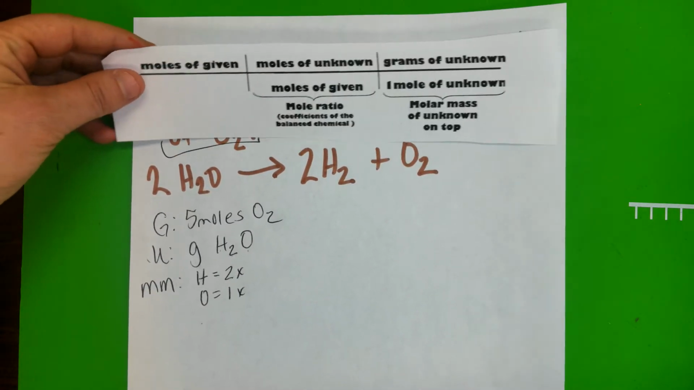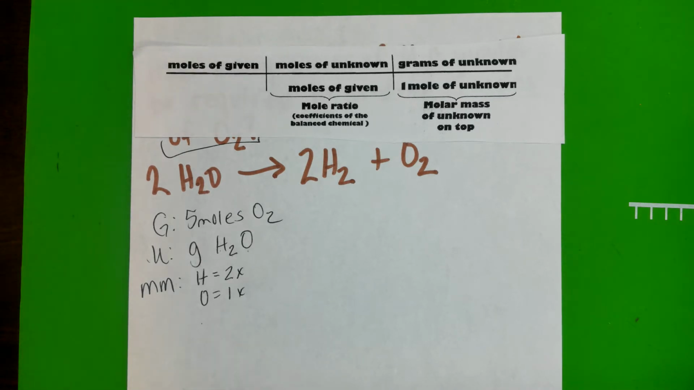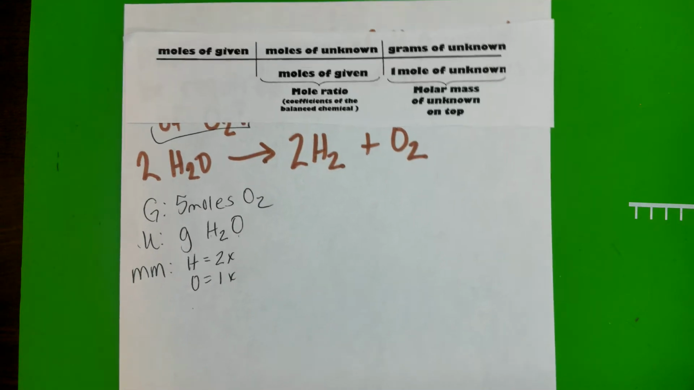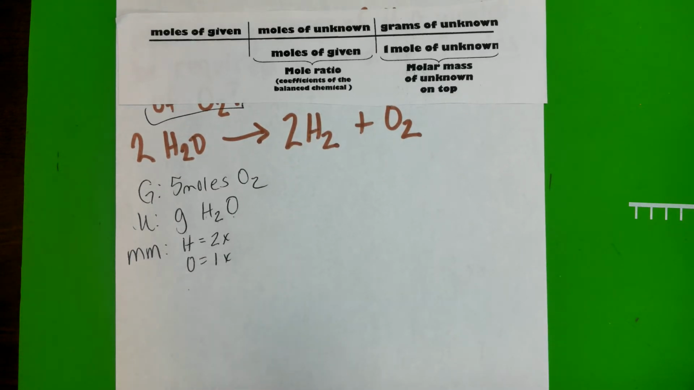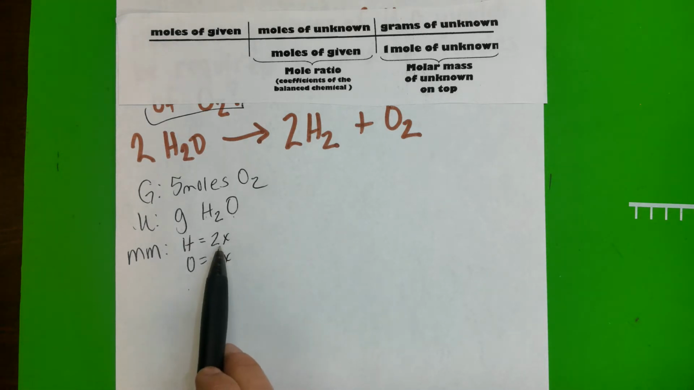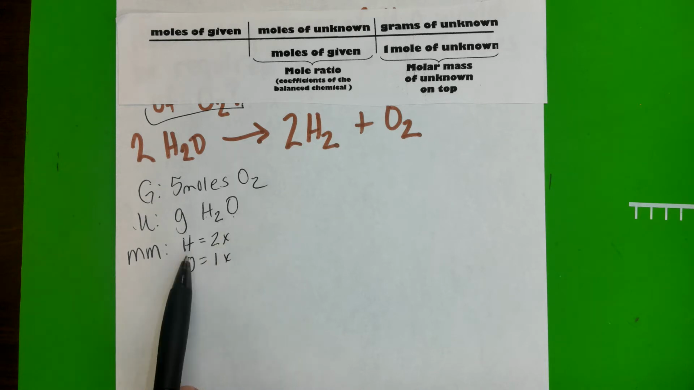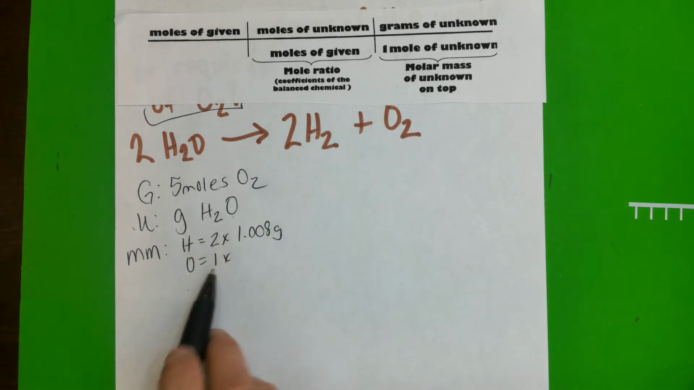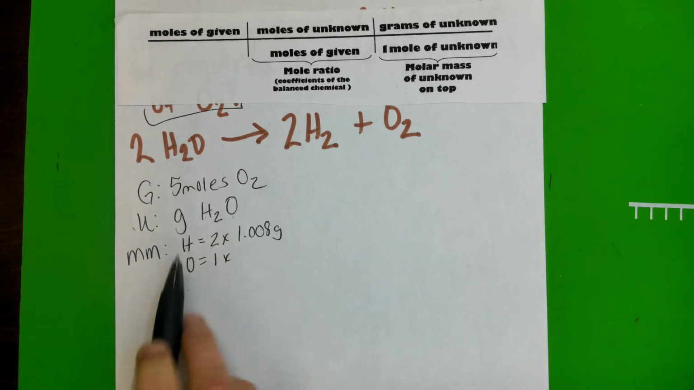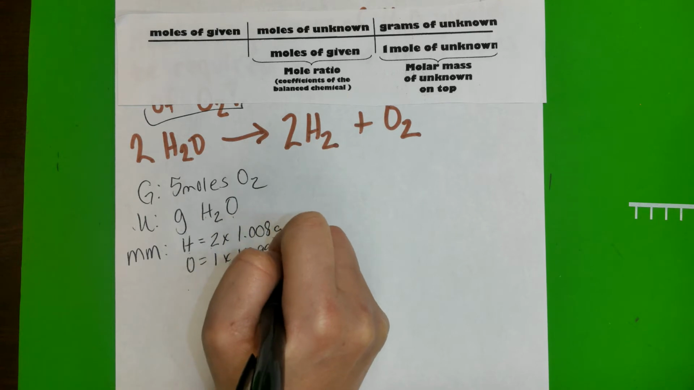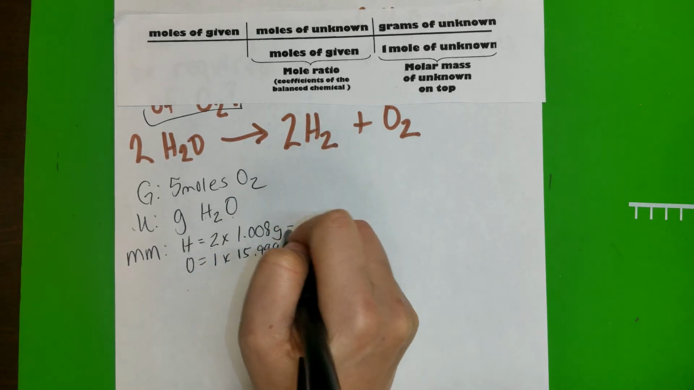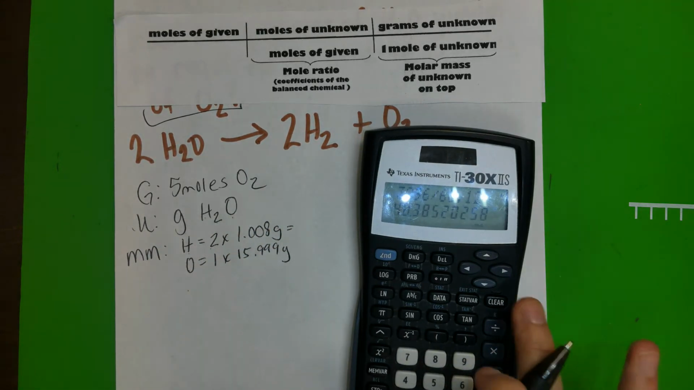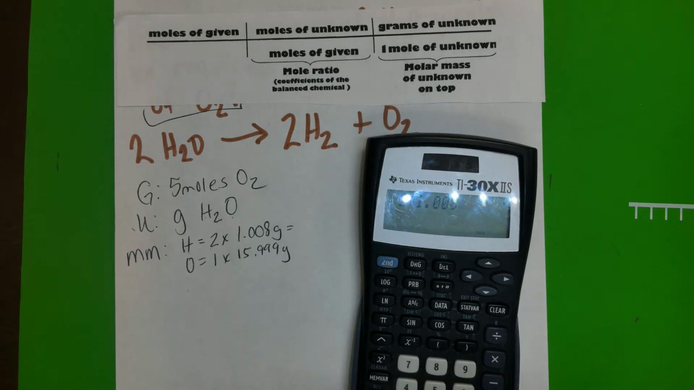So we're going to look at the periodic table, and I might be off a little bit, which is okay. I'm not looking at the answers in front of you right now. As long as you get the closest number, it's fine. Hydrogen has 1.008 grams each, and oxygen has 15.999 grams.